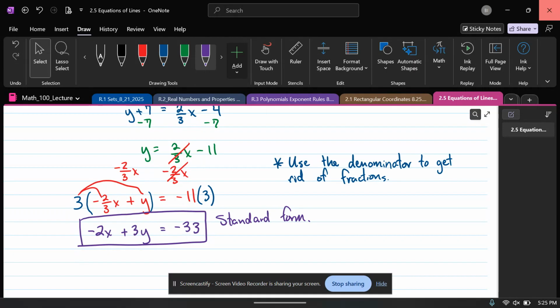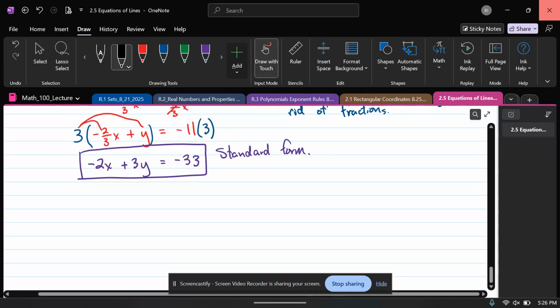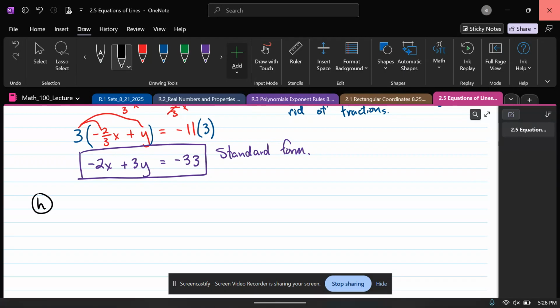Okay. So we started in point slope form. We got it into slope intercept form. We moved it around until we got x and y on the same side. And then we used the denominator of the fraction to get rid of the fractions. You got to multiply by the denominator. If there's more than one denominator, use a common denominator, if there's more than one fraction. There usually isn't in Math 100, just to be honest with you. All right, let's try example H.